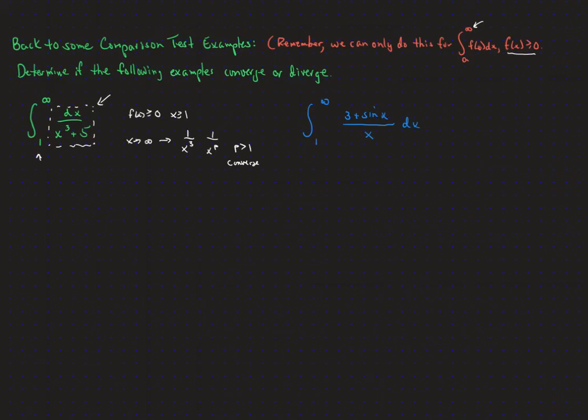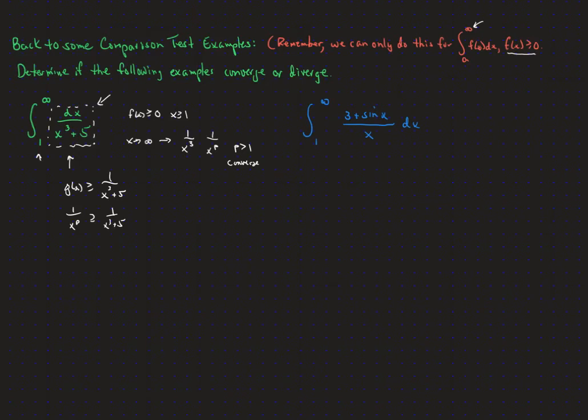So now what we want to do is come up with an integral that's going to be easier to evaluate than this, that we know is greater than or equal to this one. So we want to find a new comparison function that is going to be greater than or equal to 1 over x to the third plus 5. So we look for something that's 1 over x to the p that's going to be greater than or equal to this.